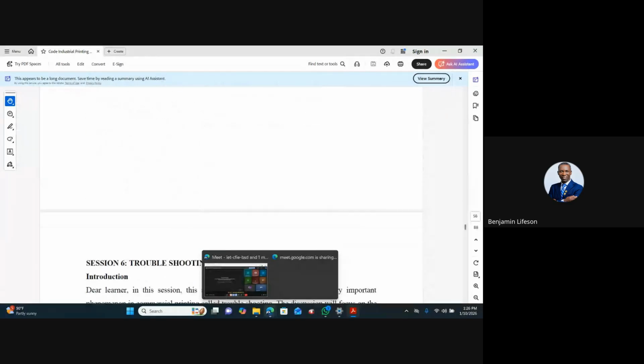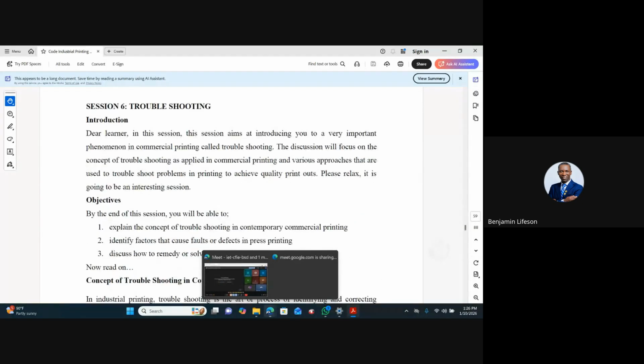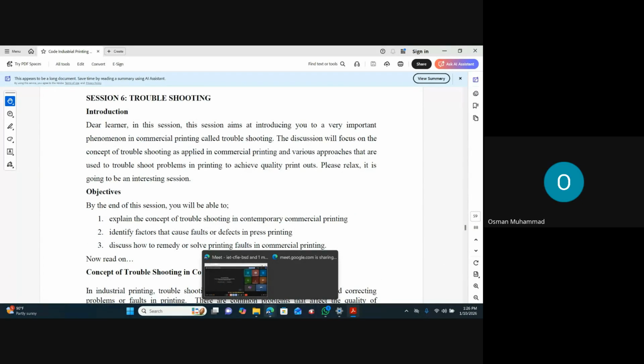So yeah, your question, please. Is collation done after printing? Yes, collation and gatherings are all done after printing. You can't do that before printing. So what are you going to collate if we do that before printing? When you are about to print, there's a section that will allow you to do this.